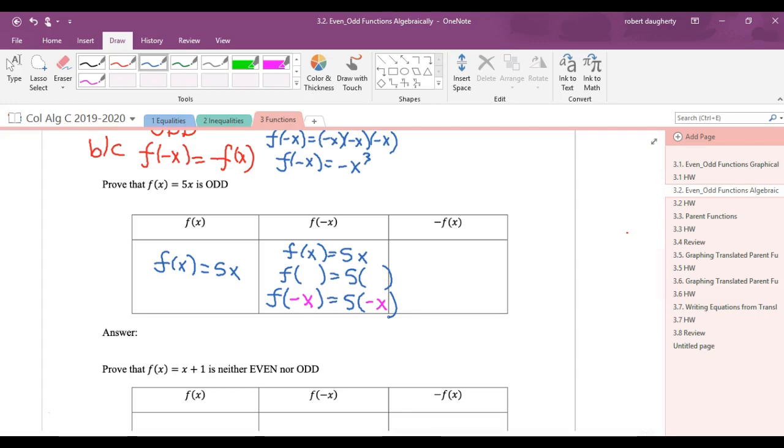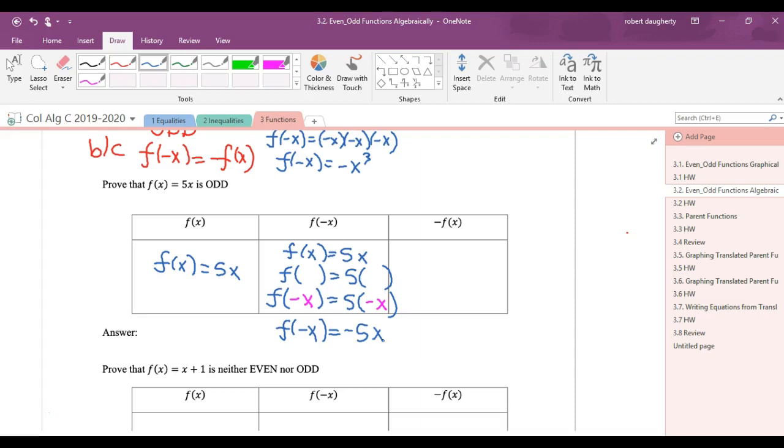And now I just try to simplify. What is 5 times negative x? What's the way we normally write that? We write it negative 5x. So f of negative x is equal to negative 5x. Okay. Do these two things match? No, this is not an even function. We know it's not even at this point, but we haven't proven that it's odd.